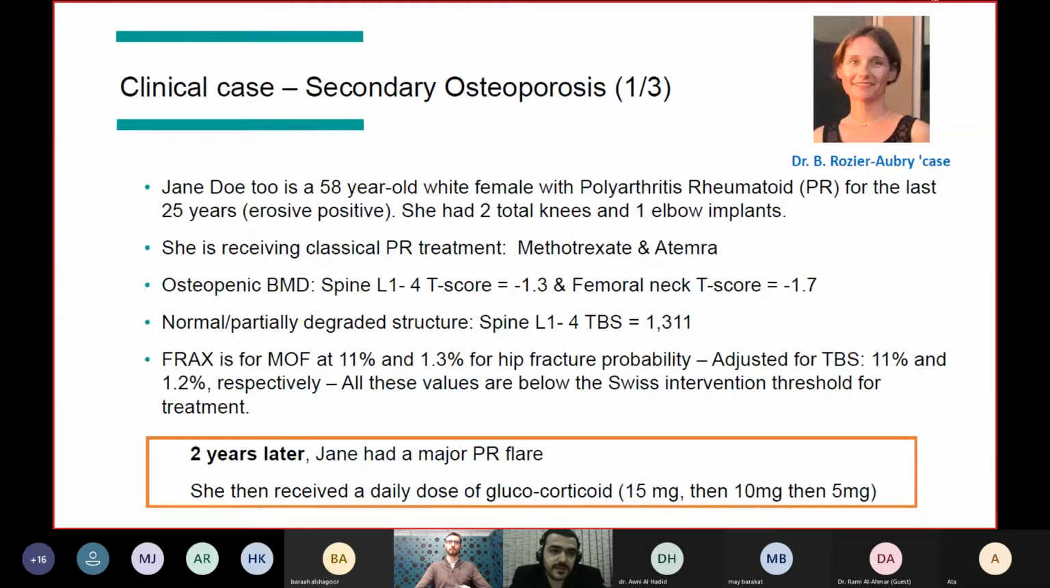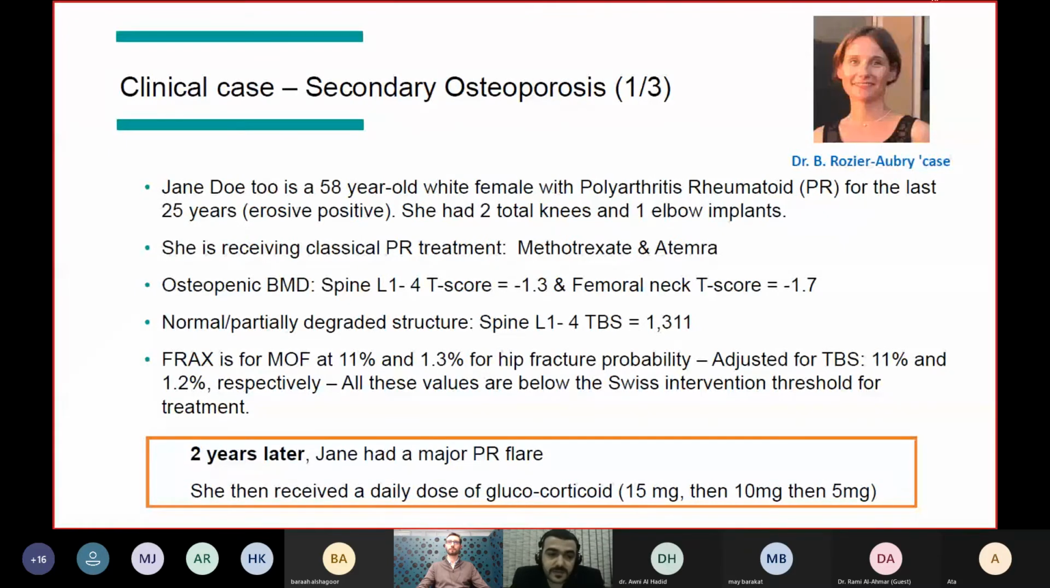Okay, let's take this clinical case. Jane Doe 2 is a 58-year-old white female with rheumatoid polyarthritis. For the last 25 years, she has had 2 total knee and 1 elbow implants. She's receiving classical RA treatment, methotrexate and Enbrel. Osteopenic BMD: spine L1-L4 T-score is -1.3, which is osteopenia, and femoral neck T-score is -1.7. Normal, partially degraded structure; the TBS was good, normal, equal to 1.311.